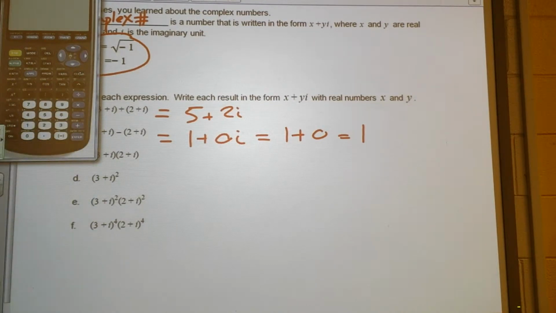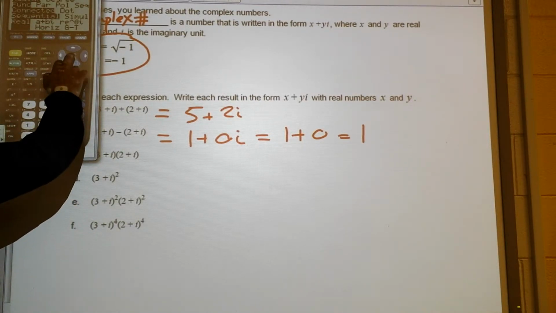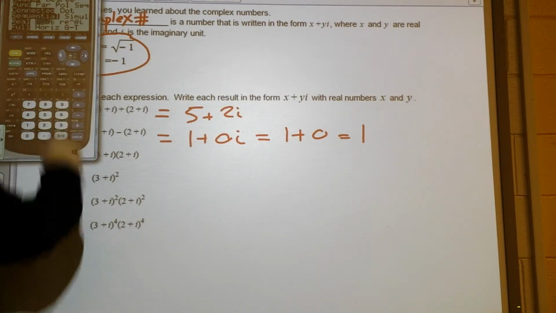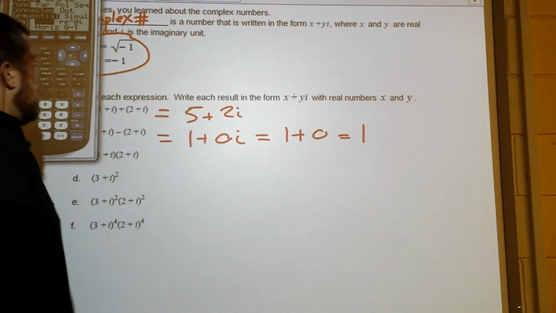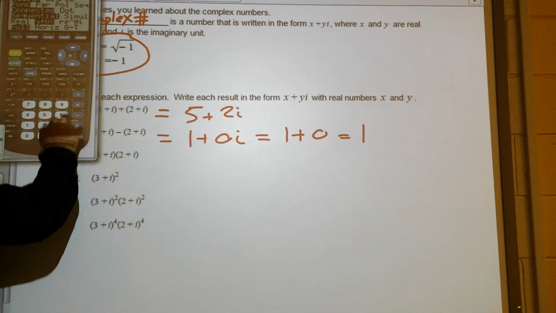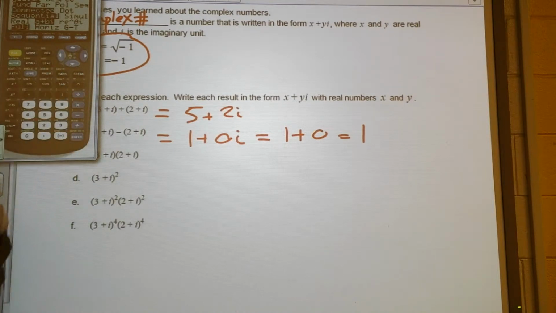So the very first thing, anytime you see an i, you need to hit this mode button. It's right next to the yellow button. And you want to go down here to where it says a plus bi. Well, that a plus bi is very similar to our definition here, x plus yi. So that's what we want to hit enter on. That way it stays highlighted when we move away.